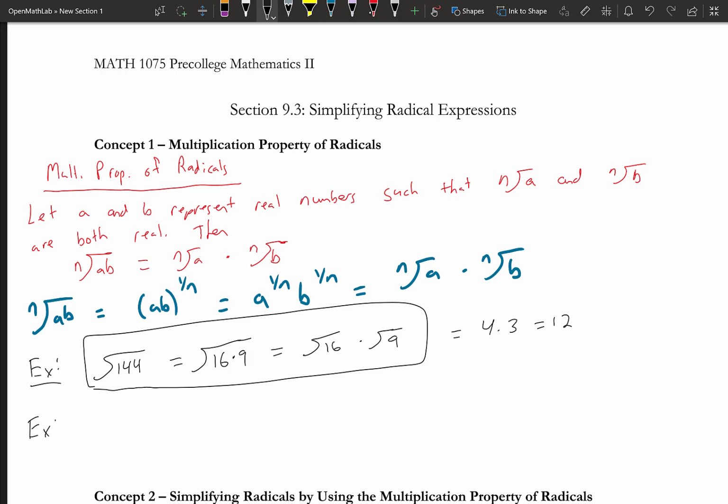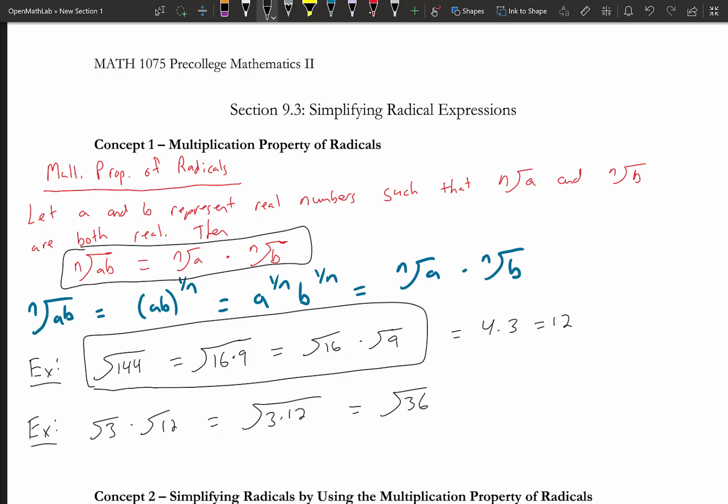Another example of this is we can go the other way. If I have the square root of 3 times the square root of 12, that's equal to the square root of 3 times 12, which equals radical 36. So it's important to note that we can go in both directions. I can start with some product and split it up into two different radicals. Or if I have two radicals being multiplied with the same index, I can combine them as the same root of the product. So this rule goes both directions.